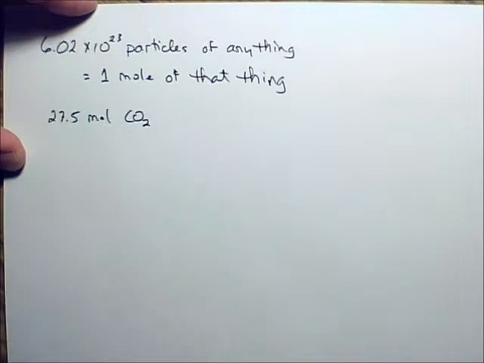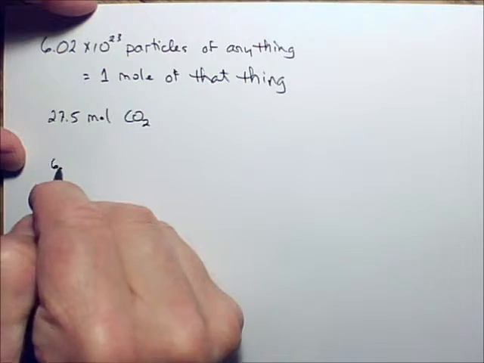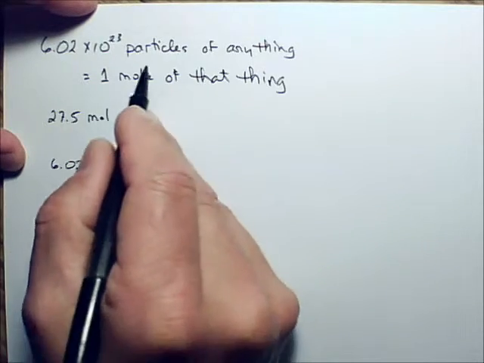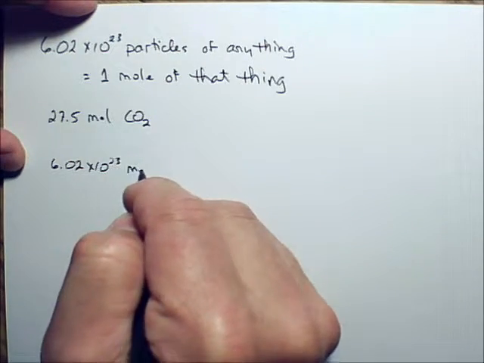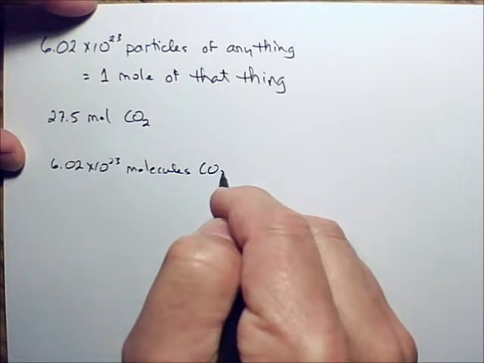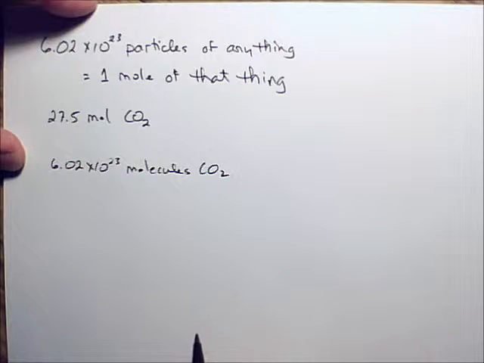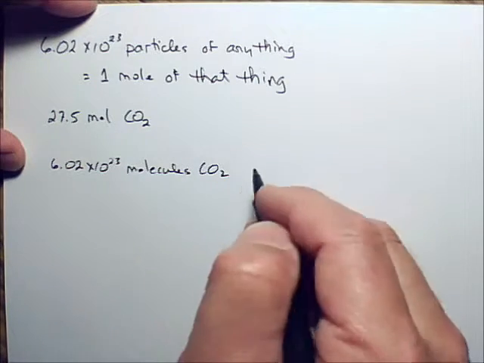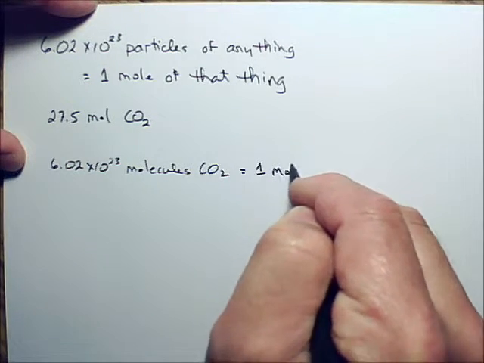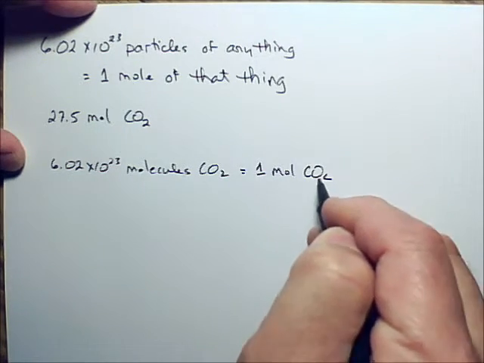If I'm looking to change moles into particles, I need to know in my head that there are 6.02 times 10 to the 23rd particles. In this case, molecules. Molecules are particles. Molecules of CO2. Now, molecules are not the same thing as moles, so don't try to put a shorthand MOL instead of molecules. They're not the same thing. It's equal to 1 mole of CO2, and this is the shorthand for mole.